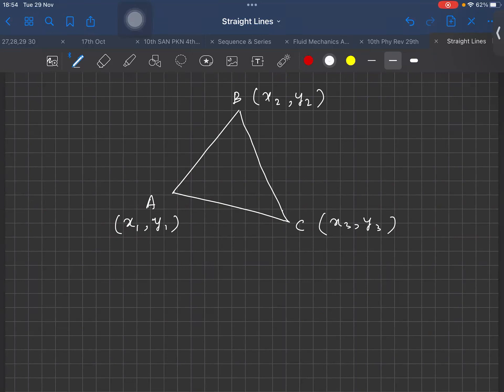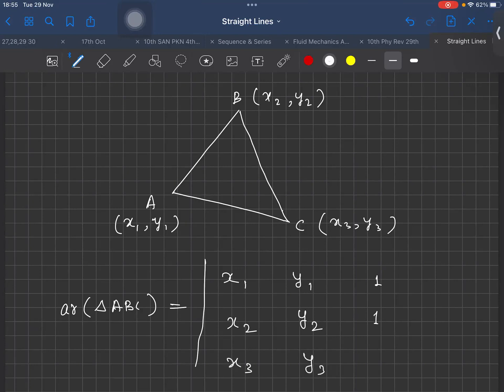In fact, you'll be using determinants in vectors when you'll be solving cross products and all. So there you'll be using determinants, and it's very easy to understand. So area of triangle ABC is given by the determinant of x1, y1, 1, x2, y2, 1, and x3, y3, 1. Okay. So this will give you the determinant.